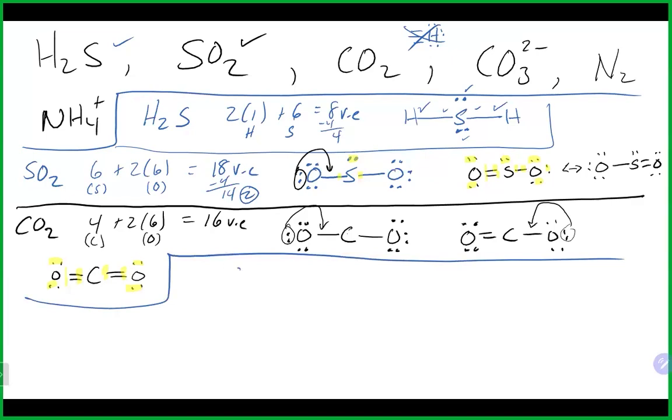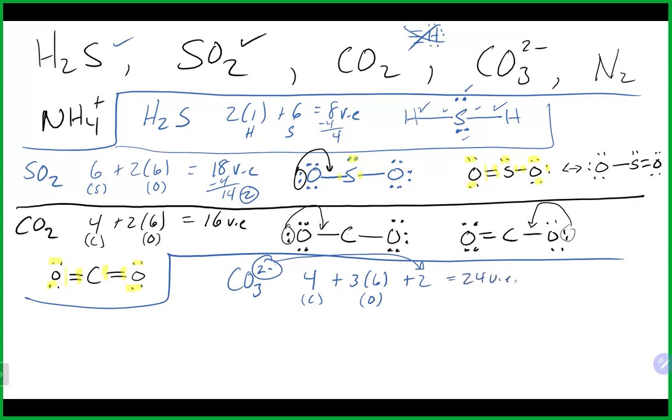We've got CO3 2 minus. So once again, 4 for the carbon. We have 3 oxygens, each are 6. Minus 2, what am I doing? I am going to add 2. Again, minus means I gained electrons, and 2 is how many I gain. So we do have to add that minus 2 charge into our total.